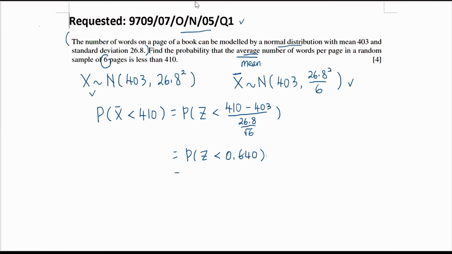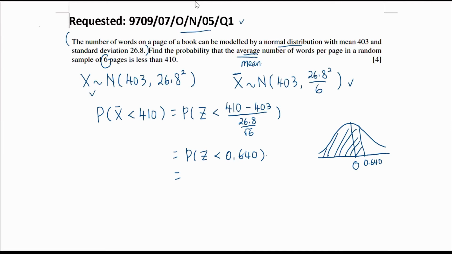Now, just a quick check on the bell-shaped curve. A standardized bell-shaped curve has 0 in the middle, and when the z-score is 0.640, which is slightly on the right-hand side of 0, we are looking for the area towards the left.